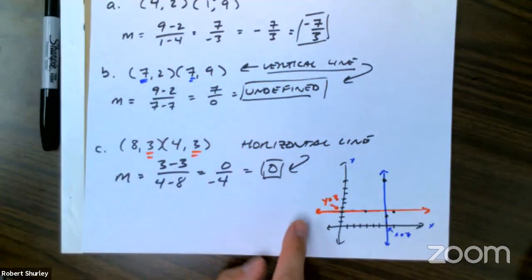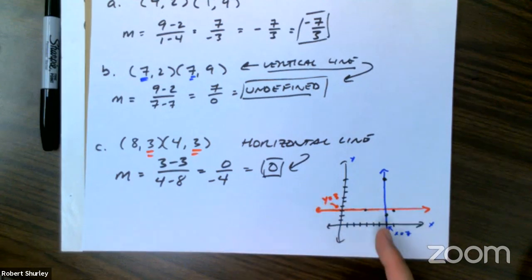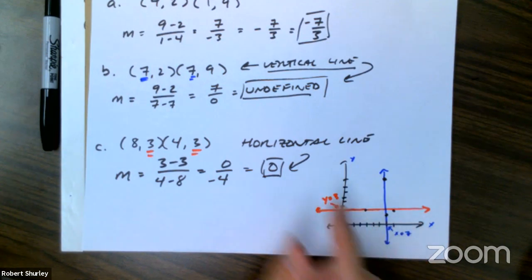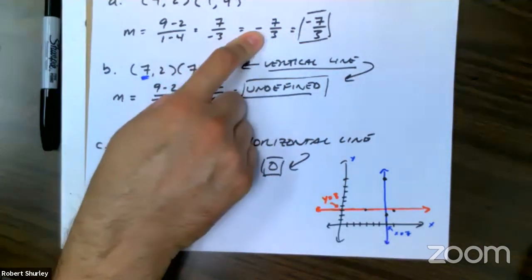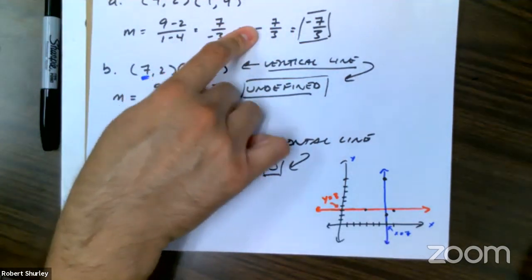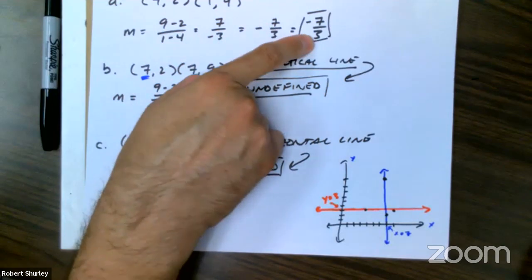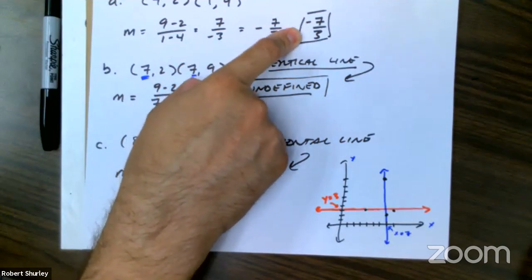I mean, if we think of that red line as a bank account, right? As X is getting larger, my Y value, my money's just staying the same. There's no change. And remember, slope is telling us the change. So a flat line is no change. The negative up here tells me I'm losing money, right? Every 3 months, I'm losing $7, okay? That's what that means up there.